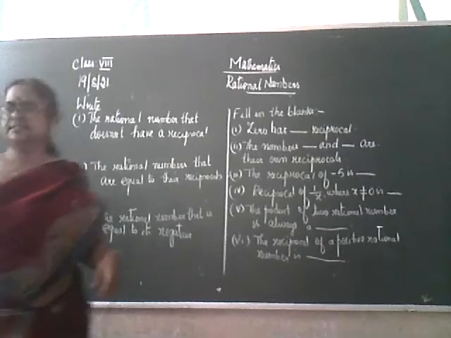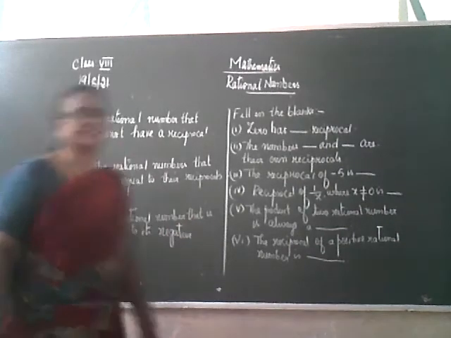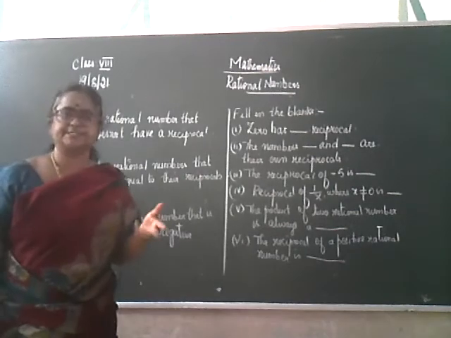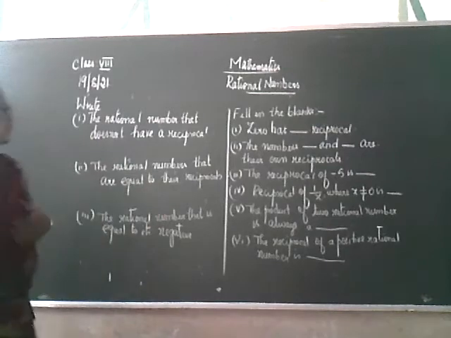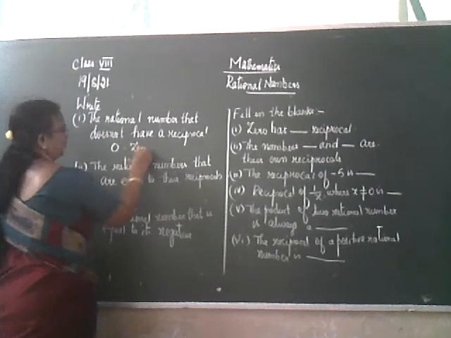In rational numbers, the last two I have explained orally in the previous class. I have already written them on the board because it is very easy. So write the rational number that doesn't have a reciprocal. The number which doesn't have a reciprocal is 0, isn't it? 0 doesn't have any reciprocal. So you can write the answer is 0.